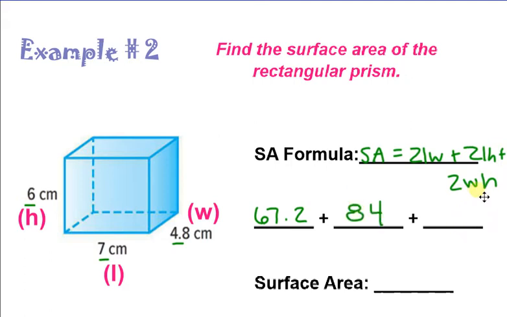And then for our last one, we need 2WH. So 2 times 4.8 times 6. And that's going to give us 57.6. And now we simply add those all together. And you should get 208.8 centimeters squared. Okay, and remember, centimeters squared because we're adding all the areas together.